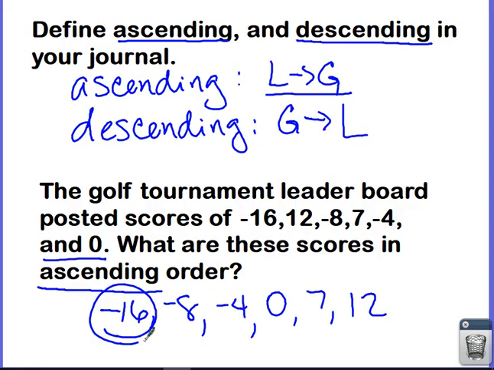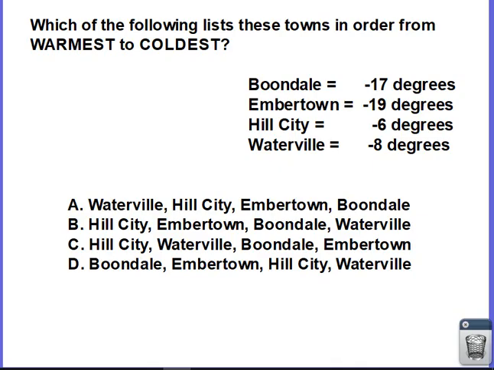Okay, so let's look at a couple other questions where we're applying putting numbers in order. Here's the next one. It says, which of the following lists these towns in order from warmest to coldest? So we've got Boondale at negative 17 degrees, Embertown at negative 19, Hill City at negative 6, and Waterville at negative 8. So I'm looking for warmest to coldest.